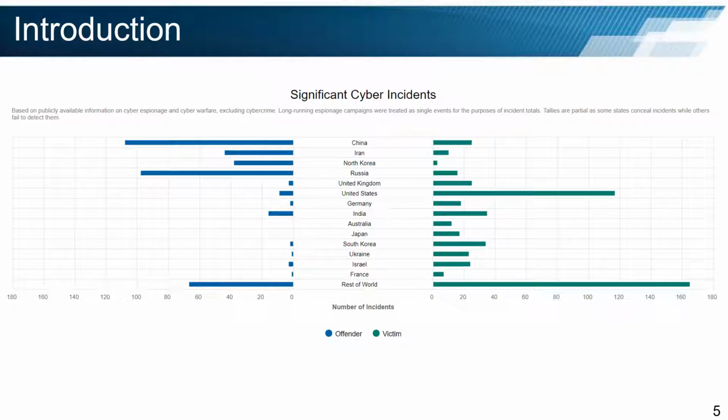CSIS also tracks attacks presumed to be conducted by nation-states. As you can see from this chart, the vast majority of state-sponsored attacks originate from China, Russia, Iran, North Korea, India, and the United States. Additionally, you can see from this data that the United States is disproportionately targeted by means of cyber espionage and cyber warfare attacks. This chart excludes cybercrime information.